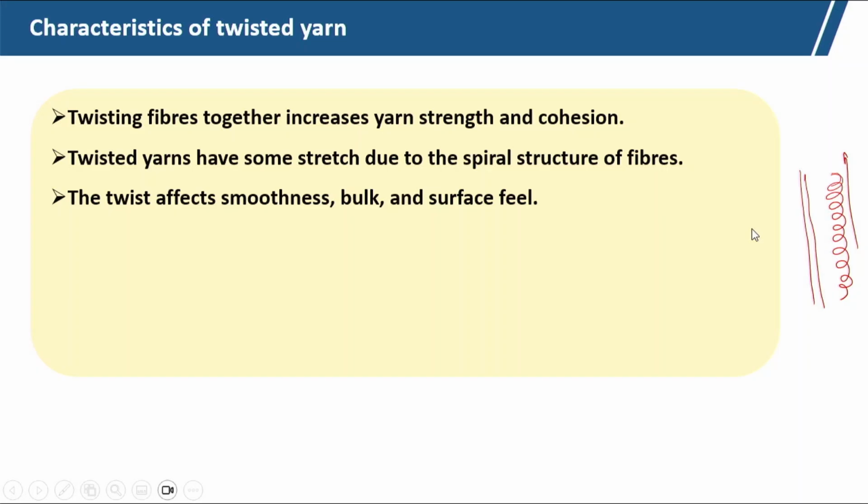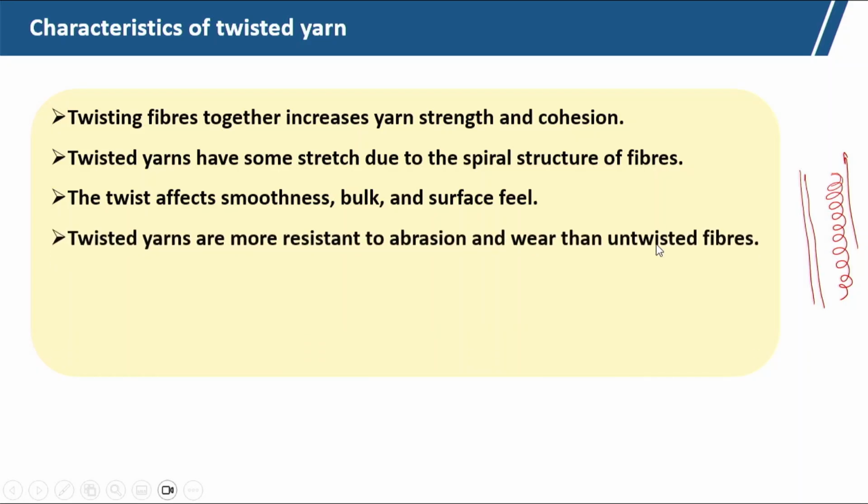So, twist affects the smoothness, bulk and surface feel. If we increase the twist, the yarn bulk will reduce, the yarn will be compact. So, depending on our application, we can control the twist level.